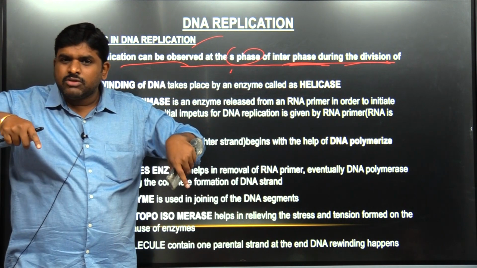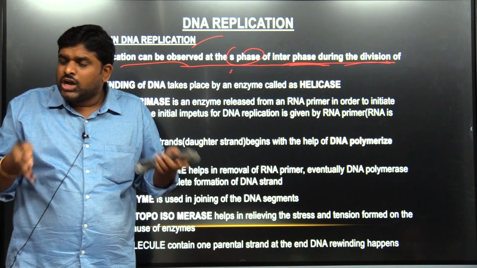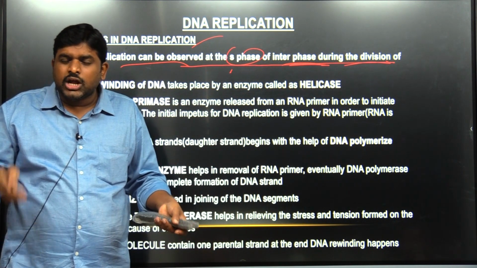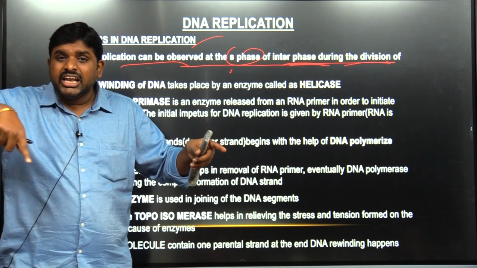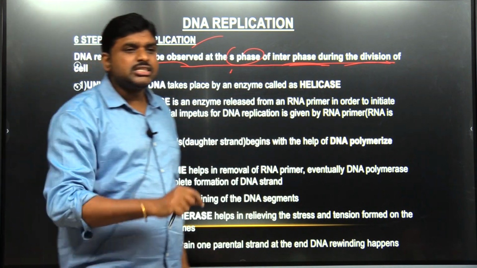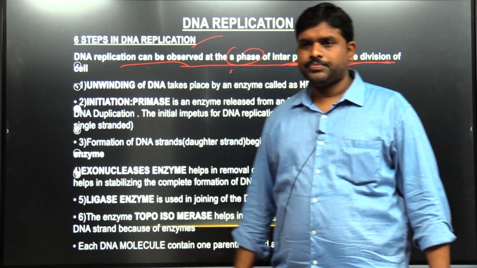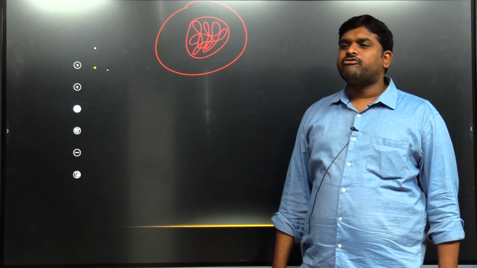So before cell division, what should happen? The DNA should increase its size, the DNA replication should happen, the chromosome replication should happen, then the cell division will happen. So where is this DNA replication happening? In the synthesis phase. In this synthesis phase, there are 6 steps. Number 1, winded form of chromosome.